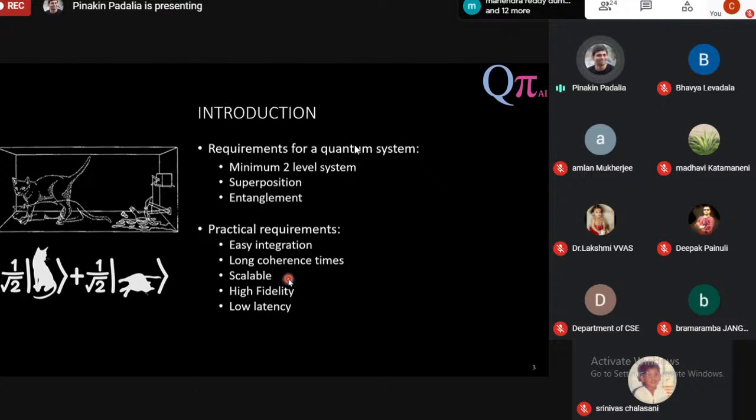Thirdly, there is scalability. We want the systems to scale up. You don't want a quantum computer to occupy a whole room, because otherwise it's impossible when we want, let's say, hundreds of thousands of qubits.